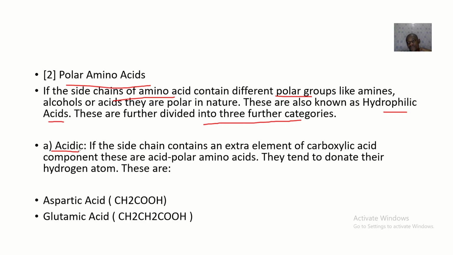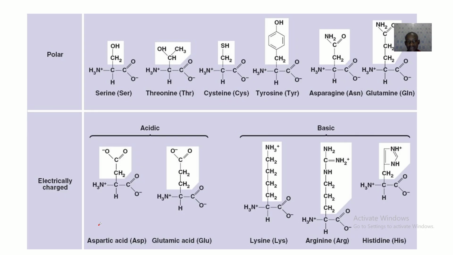And the three further categories include what? Acidic. We say that if the side chain contains an extra element of what? Carboxylic acid component, and these are acidic polar amino acid, okay? So they tend to donate their hydrogen atom, okay? And this acidic amino acid include what? Aspartic acid and glutamic acid. Okay, let's locate the aspartic acid. This is aspartic acid. Okay, see the structure above. This is a glutamic amino acid. Okay, so you see how they are actually drawn.